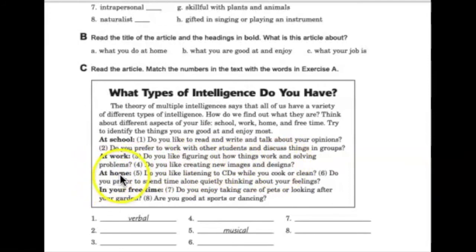At home, do you like listening to CDs while you cook or clean? Or do you prefer to spend time alone quietly thinking about your feelings? In your free time, do you enjoy taking care of pets or looking after your garden? Or are you good at sports or dancing?